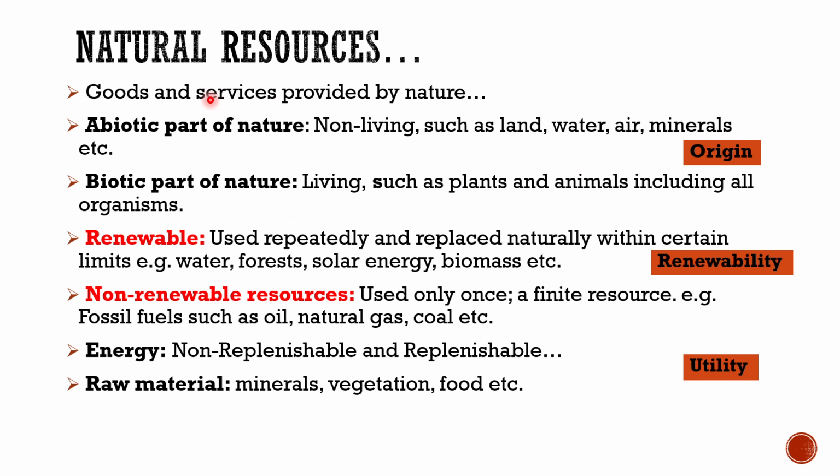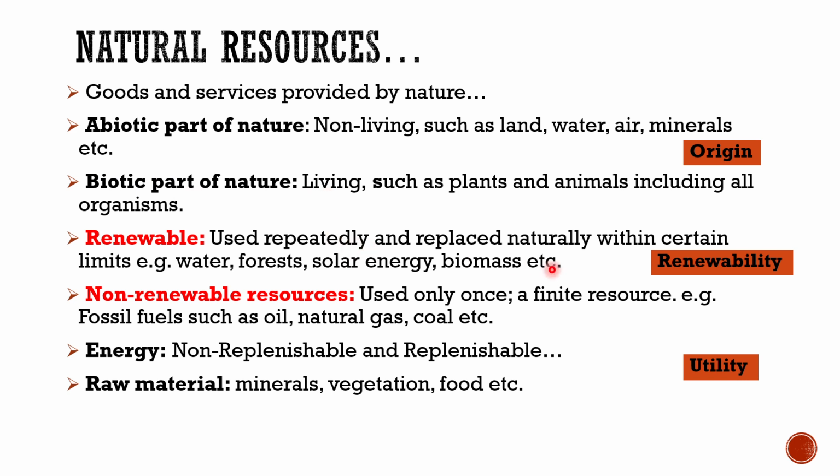Now, first of all, natural resources are actually goods and services provided by nature, and we can classify natural resources on the basis of origin, renewability, and utility. On the basis of origin, the two parts are abiotic and biotic. The abiotic part is the non-living part such as land, water, air, minerals, etc. And the biotic part is the living part of nature such as plants and animals, including all organisms.